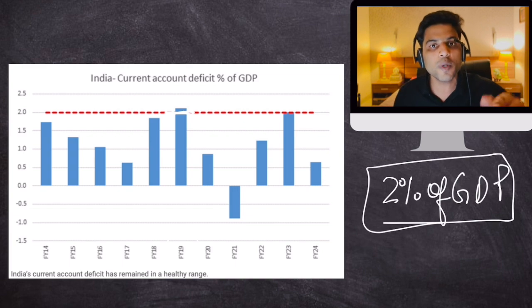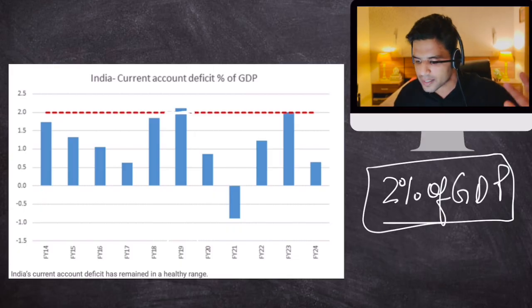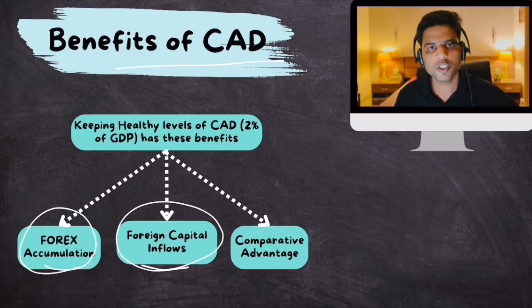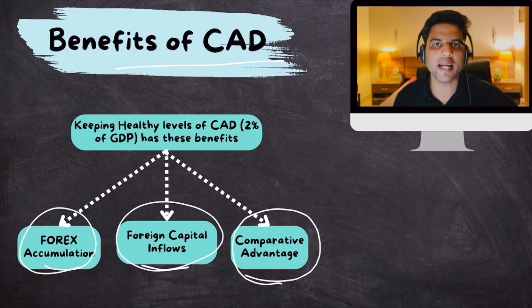Because that means we are getting extra foreign investment through capital account. And we need that extra foreign investment if we really want India to become Viksit Bharat by 2047. Clear? That's the whole point of this article. So, benefits of current account deficit: forex accumulation, we get forex reserves, foreign capital inflows, and India should work on its comparative advantage rather than absolute advantage.